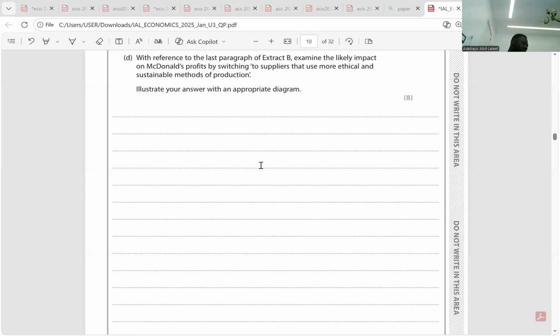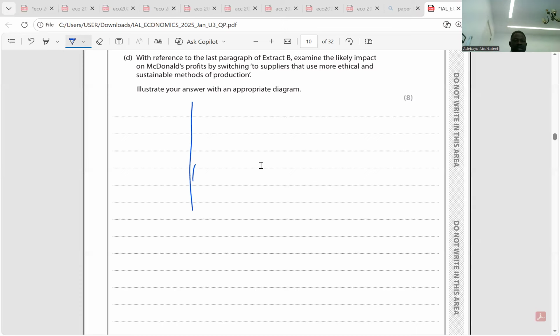Okay, graph is there. There's going to be an increase in cost from C to C1. Then the price will rise from P to P1. Okay. So we have this. It's going to be what we could represent as this.